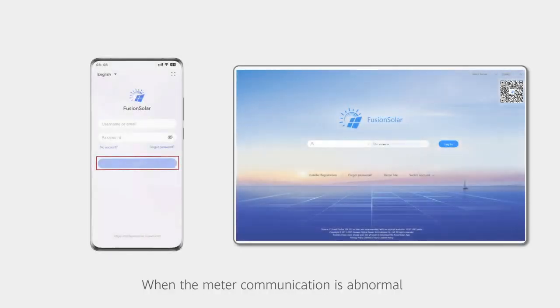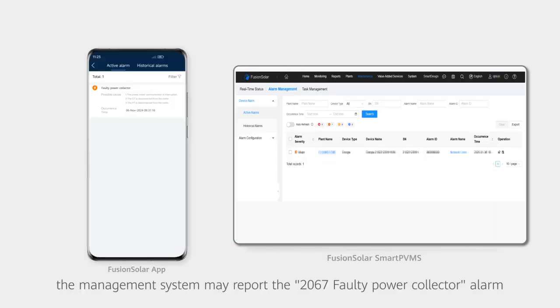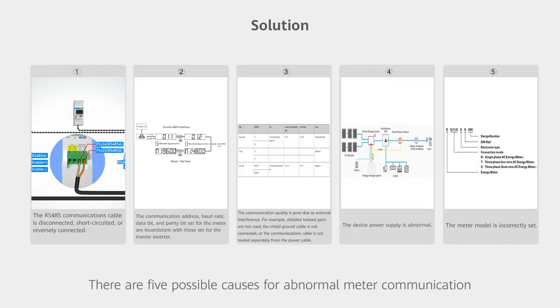Meter communication error. When the meter communication is abnormal, the management system may report the 2067 faulty power collector alarm, or the meter cannot be connected during initial commissioning. There are 5 possible causes for abnormal meter communication.